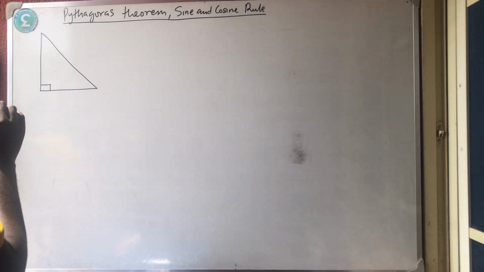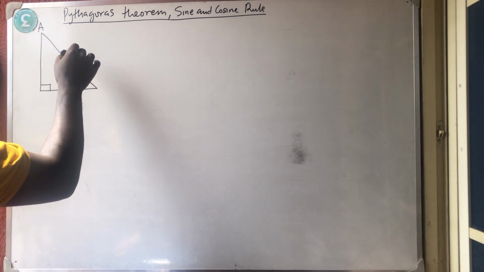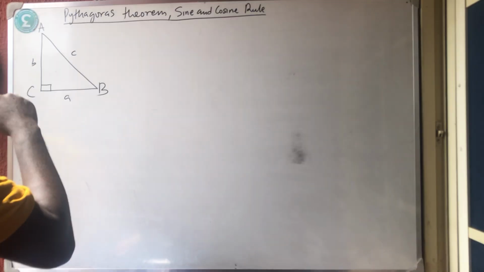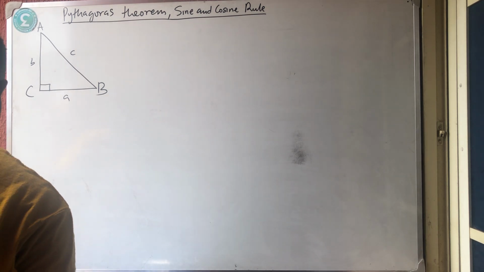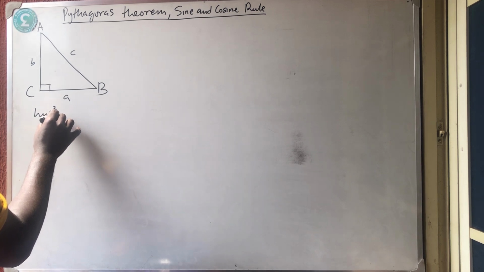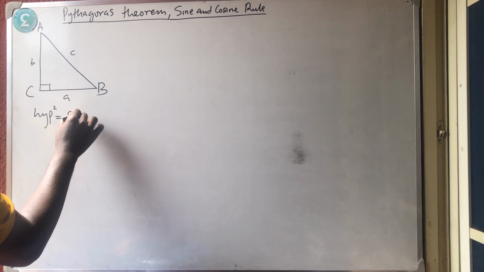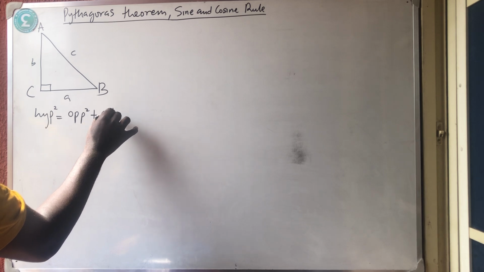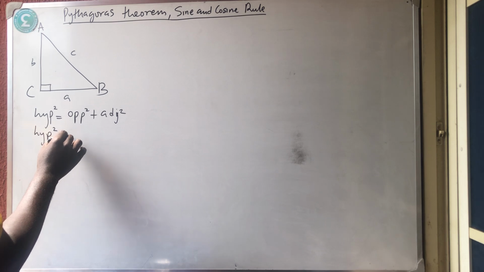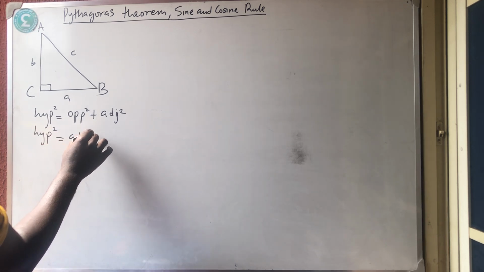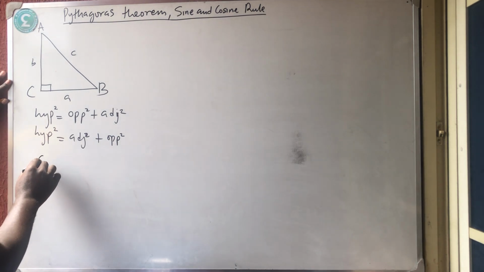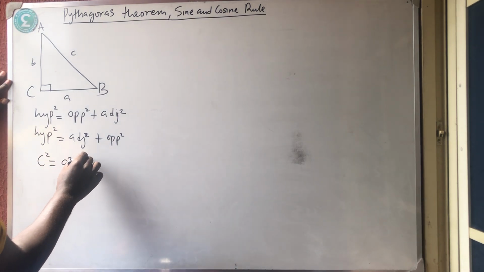right angle triangle, it must be a right angle triangle. And I have A, B and C. This is small a, small b and small c. So Pythagoras Theorem said that you must start from hypotenuse. So hypotenuse squared is equal to anywhere you like start. Opposite squared plus adjacent squared. Okay, so which can be the same as hypotenuse squared is equal to adjacent squared plus what? Opposite squared. Please always start with hypotenuse. Okay, which means what? C squared is equal to what? A squared plus B squared.